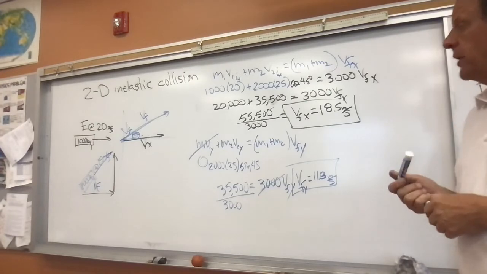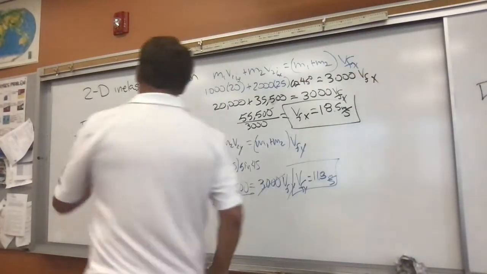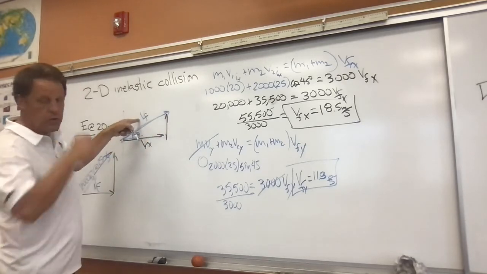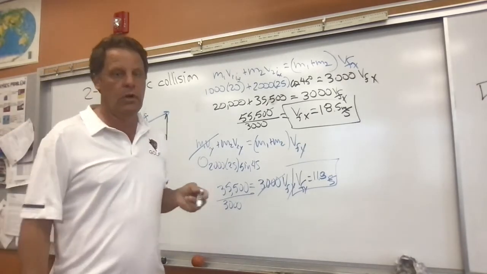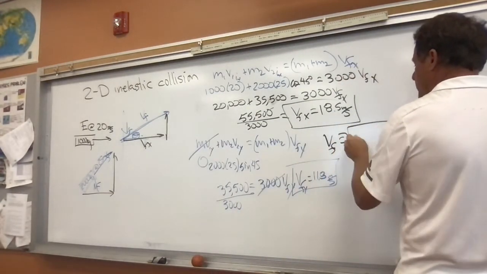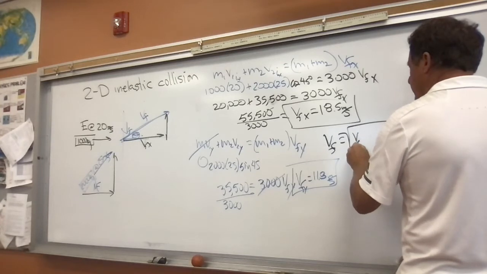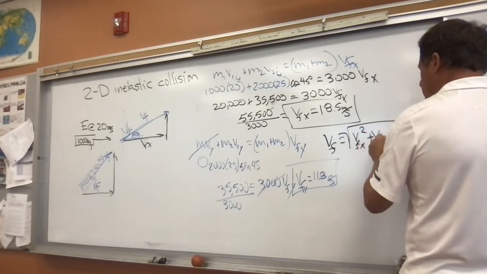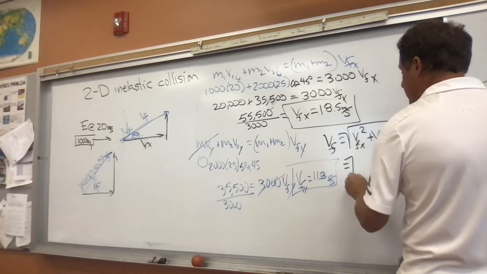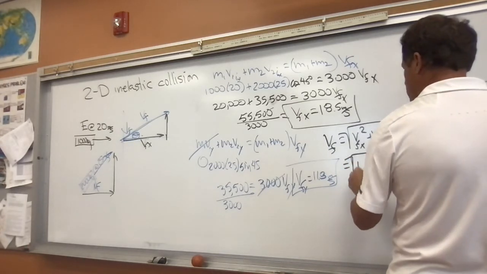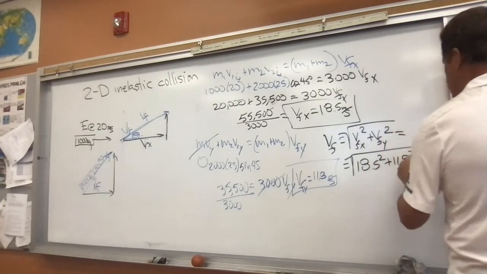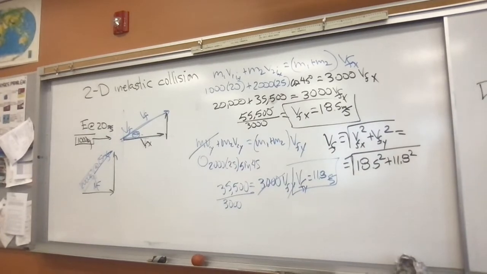We are not done. But essentially what we have here is we have the x direction and we have the y direction. So we're just going to use Pythagorean theorem. And we're going to say V final is equal to the square root of V final x squared plus V final y squared. And that's going to give us our answer as far as the magnitude. That's going to be 18.5 squared plus 11.8 squared, square root.